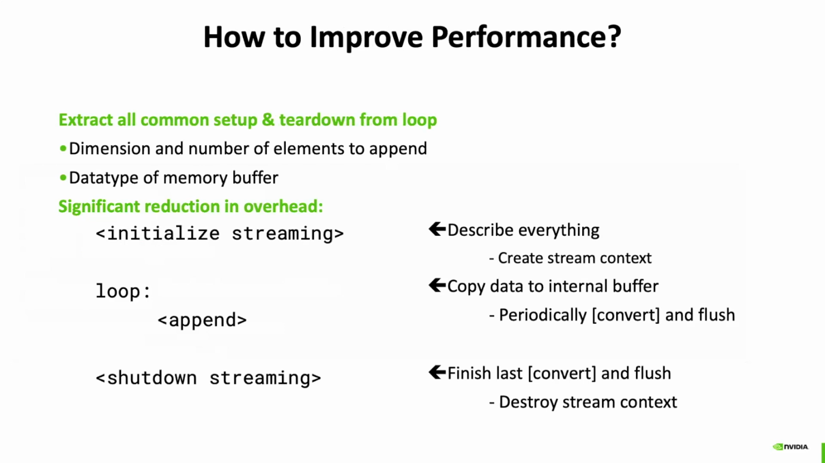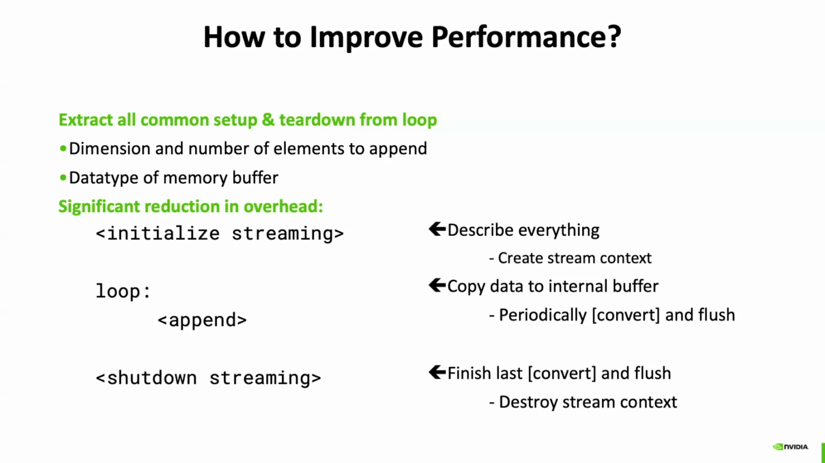The user tells us: just tell us what dimension you're appending on, how many elements you're going to give us every single time the time step advances, right? 2 elements. I'm going to give you 2 elements. It's going to be 2 for the next trillion times I call the API. What's the data type of the memory buffer? Set up the memory conversion if you need one, and then do it in bulk rather than for every single element you give me in the loop, right? So describe everything up front.